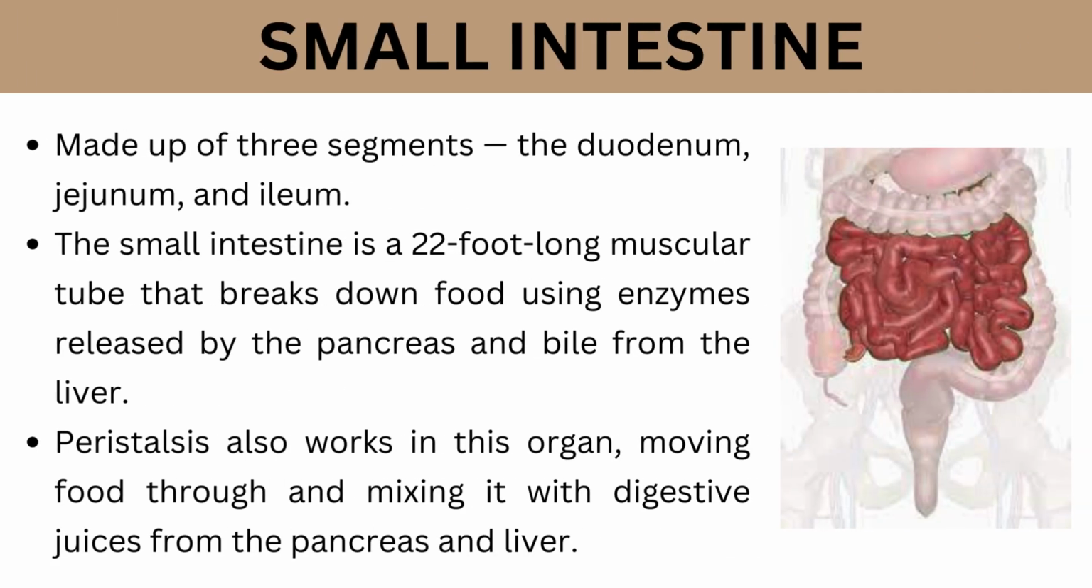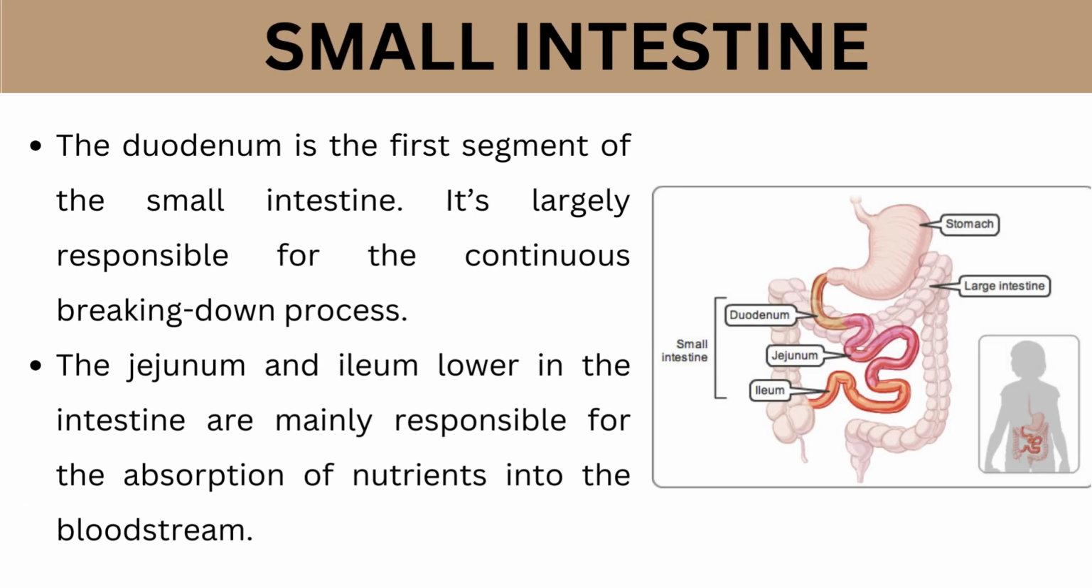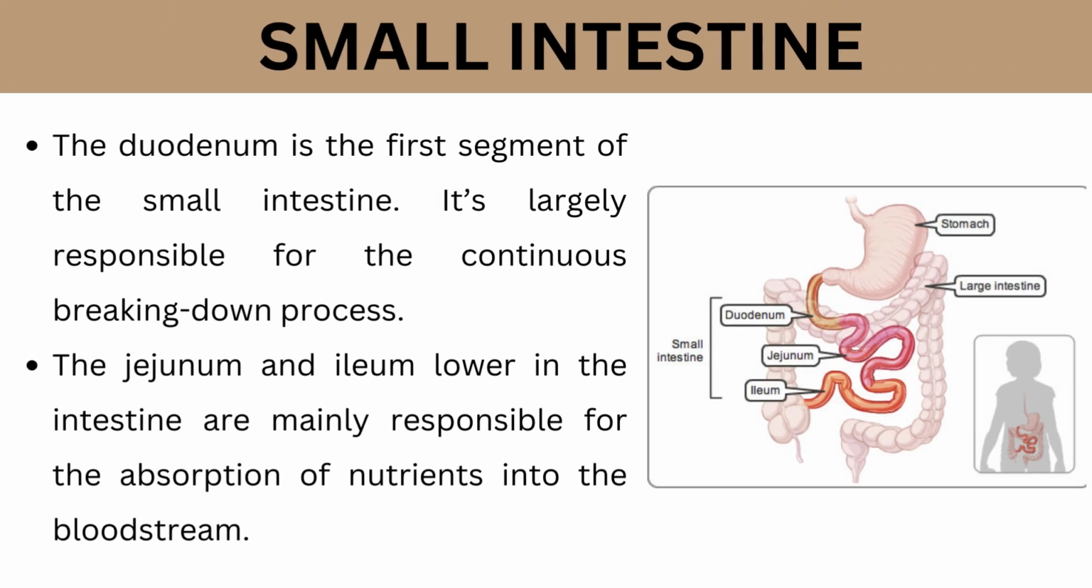The small intestine is made up of 3 segments: the duodenum, jejunum, and ileum. The small intestine is a 22-foot-long muscular tube that breaks down food using enzymes released by the pancreas and bile from the liver. Peristalsis also works in this organ, moving food through and mixing it with digestive juices from the pancreas and liver. The duodenum is the first segment of the small intestine. It's largely responsible for the continuous breaking down process.